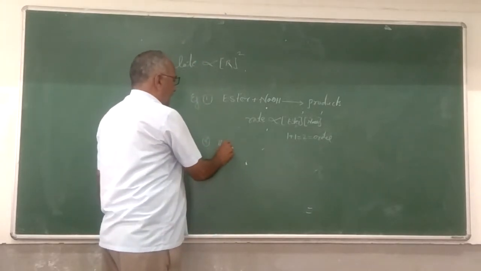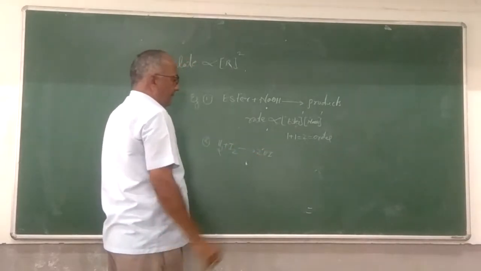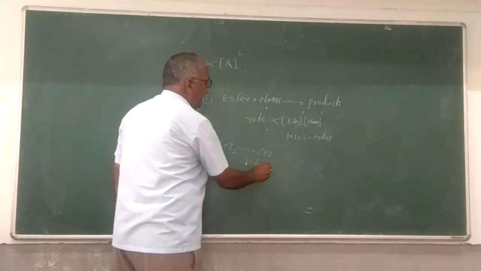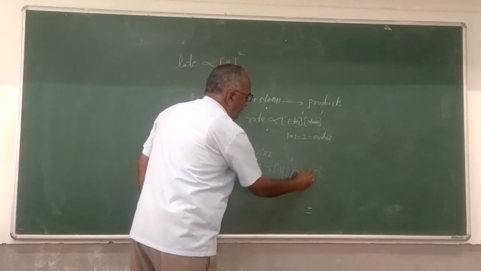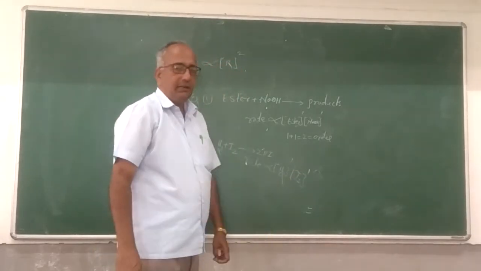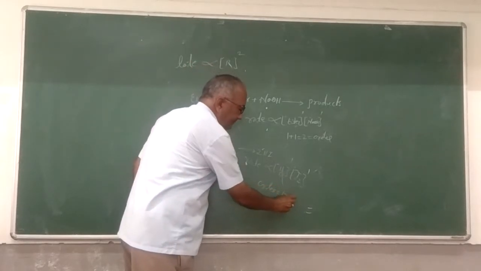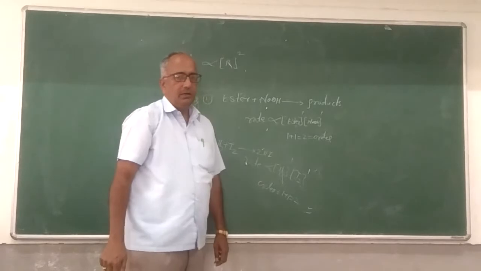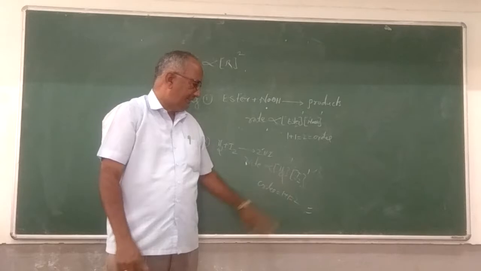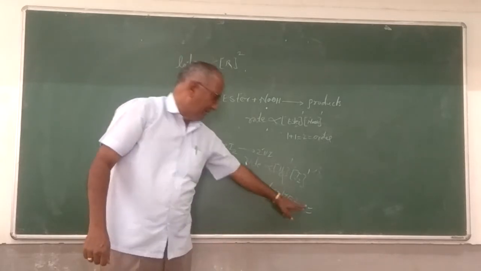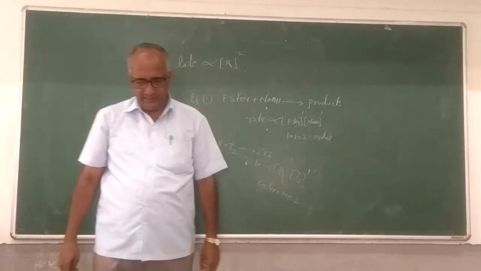Similarly, the reaction between hydrogen and iodine to form hydrogen iodide. Therefore, the rate is directly proportional to the first power of the molar concentration of hydrogen and the first power of the molar concentration of iodine. Therefore, order is the sum of the powers of molar concentration of the various reactants determined experimentally, called as the order of reaction. So the order of reaction is 2, called as second order reaction.